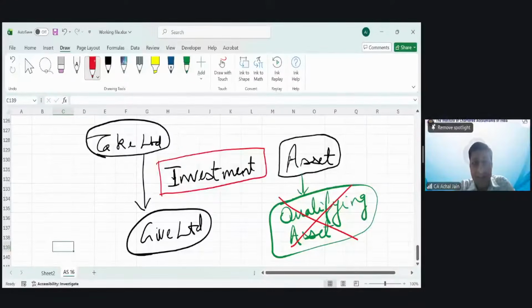If you do not have a qualifying asset, can you capitalize interest? No, sir. So where do you take the interest in such a case? We will simply transfer it to P&L. P and L. So that's what we have done in this example. Understood? Clear? Thank you, sir. Yes, sir. Sure.